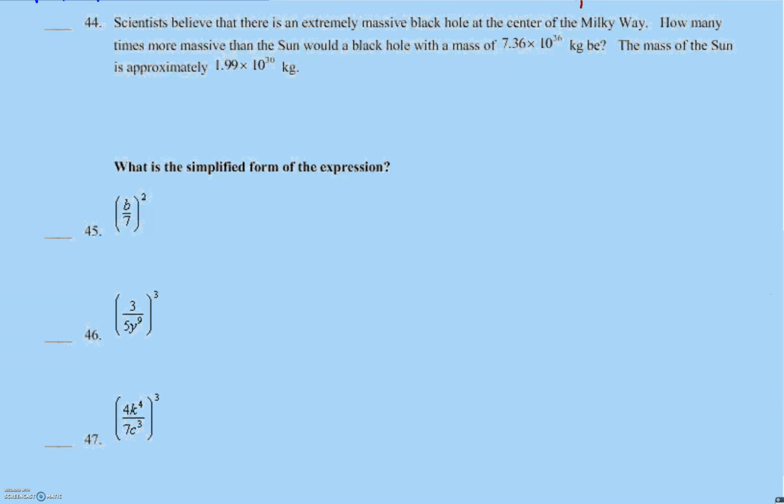So to find out how many times more massive it would be, we take this new black hole, which is 7.36 times 10 to the 36th, and divide to figure out how many more times it is. So divide by 1.99 times 10 to the 30th. These are both kilograms. We can divide our number parts here.